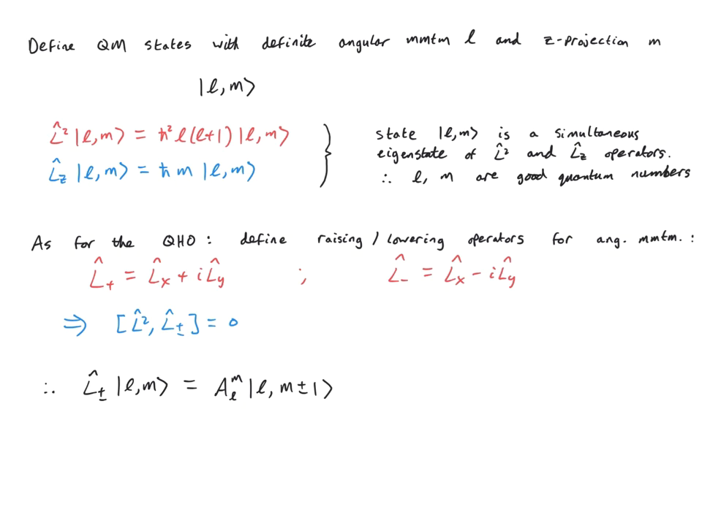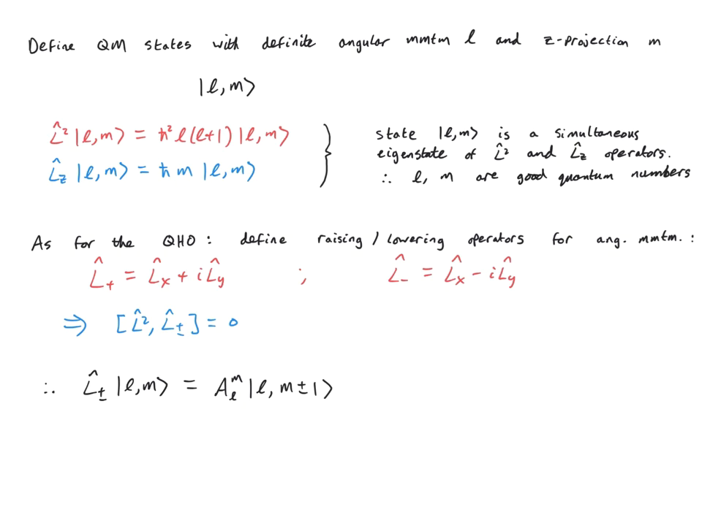This is why these things are referred to as raising and lowering operators, because we can see that we create a ladder of the z projections of the angular momentum, and as we apply L plus and minus, we go up and down this ladder. m increases to m plus 1 when we apply L plus, and m decreases to m minus 1 when we use L minus.